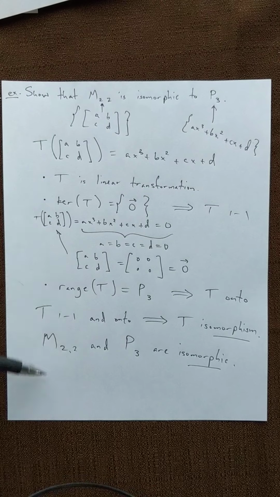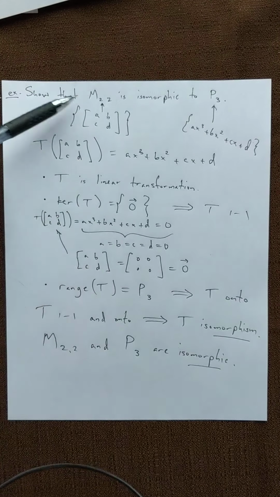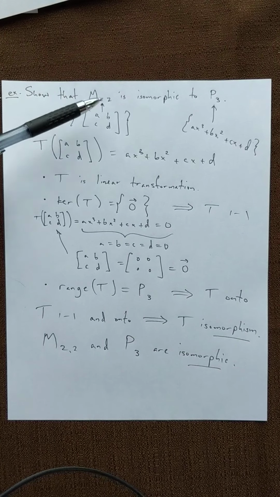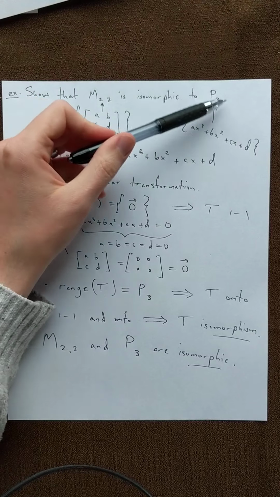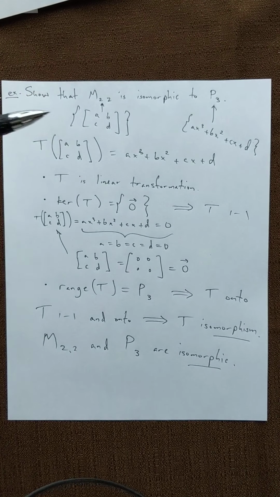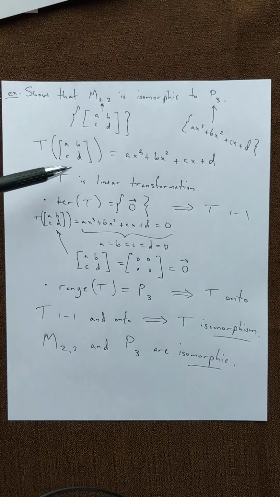And you can run through this argument for pretty much any two vector spaces that have the same dimension. If V is a 7-dimensional vector space and W is a 7-dimensional vector space, you should be able to come up with a transformation that turns one into the other. I'll let you guys think about that.